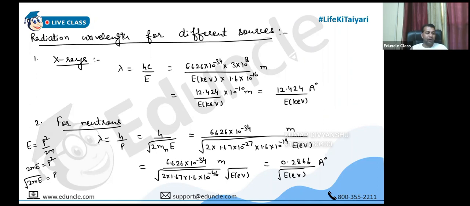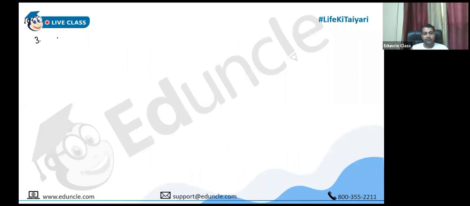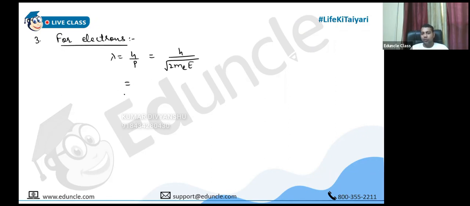So can you use neutrons for crystal structure determination? Can anyone tell me? Can you use neutrons? Electrons are also material particles. So for them, the formula will be like this. Instead of the mass of the neutron, now we have the mass of the electron.